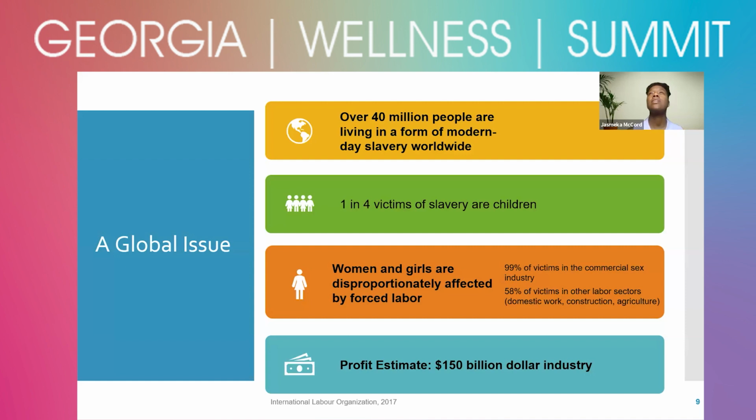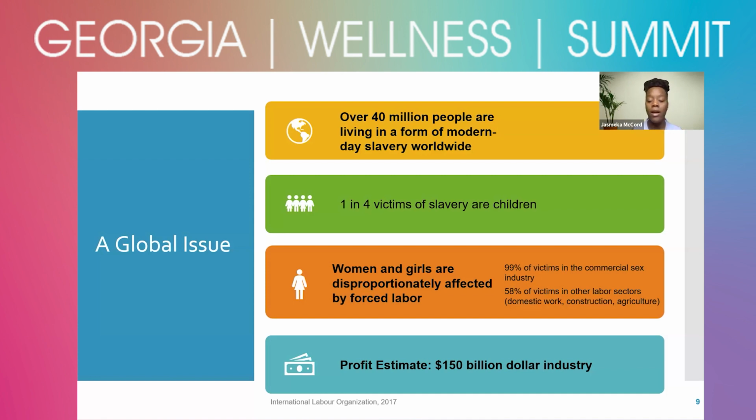There have been updated statistics as of 2021, but we're still trying to figure out the post-pandemic numbers and how they relate. And so I've just included the most pre-pandemic statistics in this presentation. There are 1 in 4 victims of slavery that are children, and women and girls are disproportionately affected by forced labor. And we have the statistics there for if they're involved in the commercial sex or labor statistics.